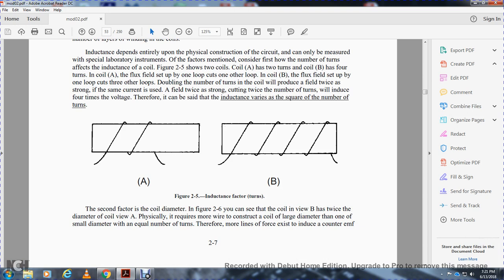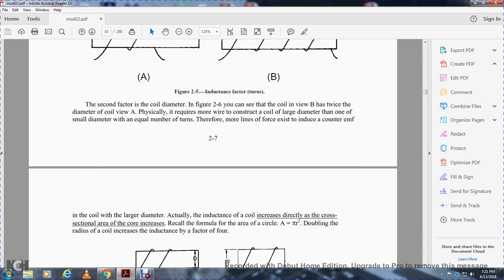The second factor is the coil diameter in figure 2-6. Again, you can see that the coil of UB has twice the diameter of the coil of UA. Physically, constructing a coil with a larger diameter than a small-diameter coil, with an equal number of turns, means more lines of force exist and induce the counter EMF.